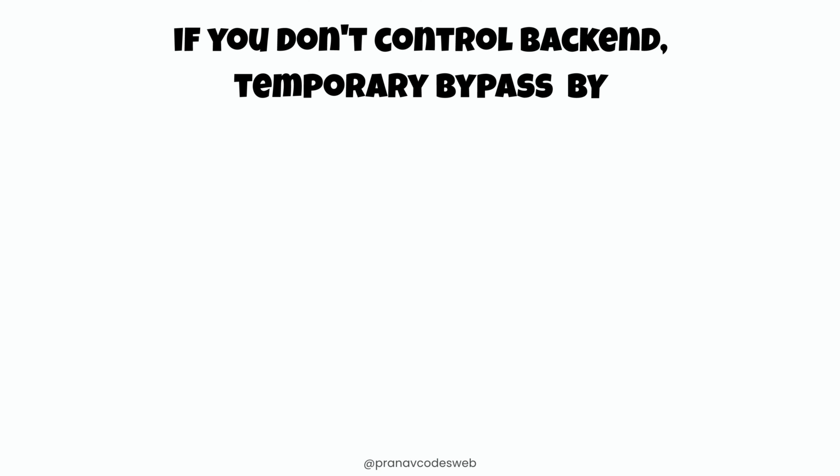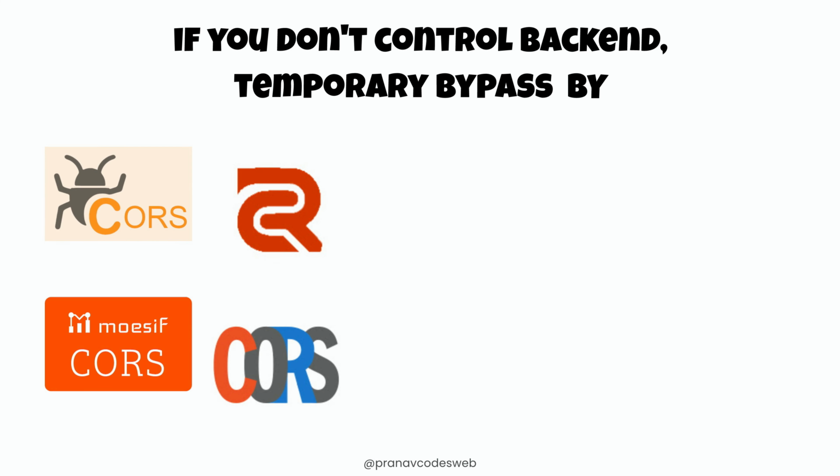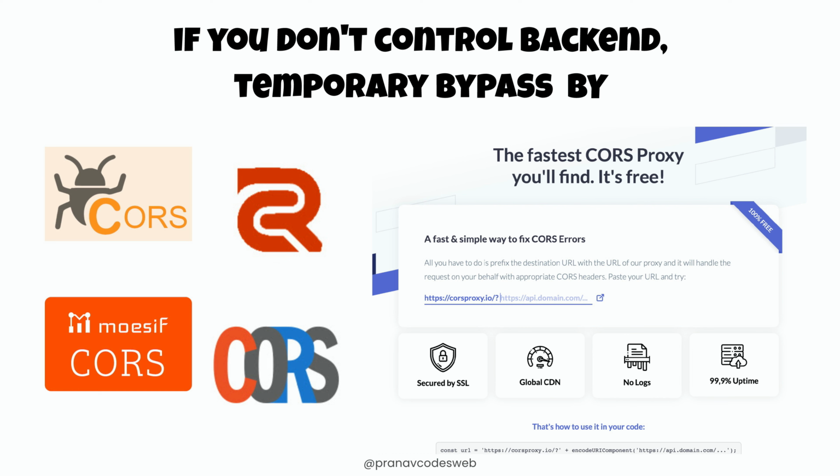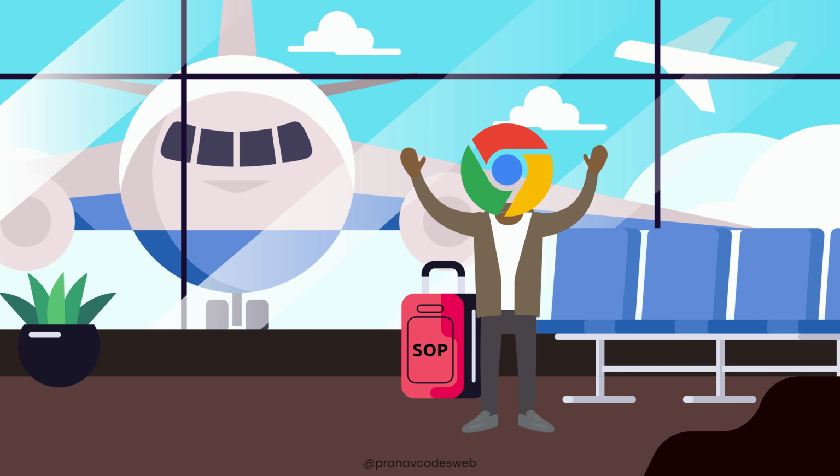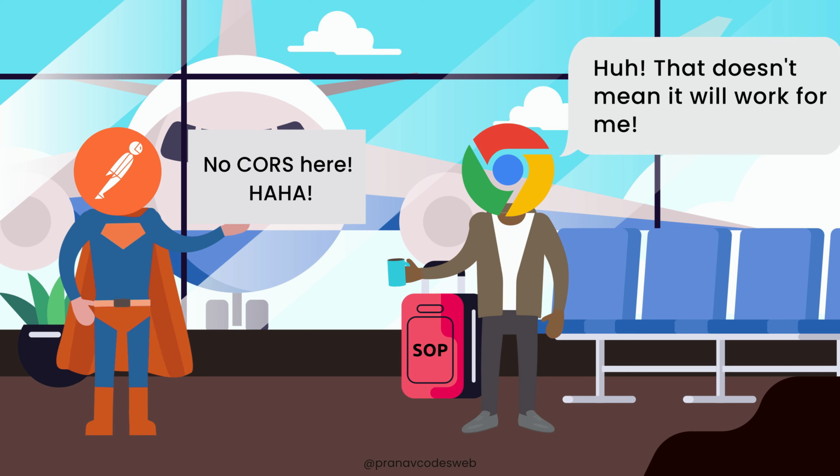Temporarily, while in development, you can bypass the CORS error by using some Chrome extensions, or there are some proxy websites which allow you to do that. But in a production scenario, this won't work. Now you understand this whole CORS error happens because of the browser's same origin policy, which is why you don't see that error in Postman.